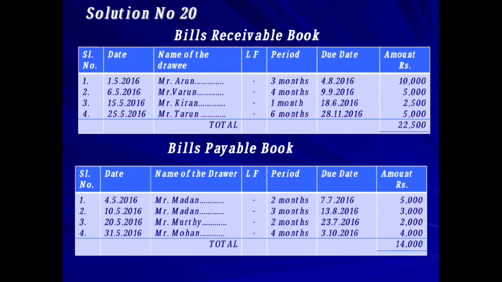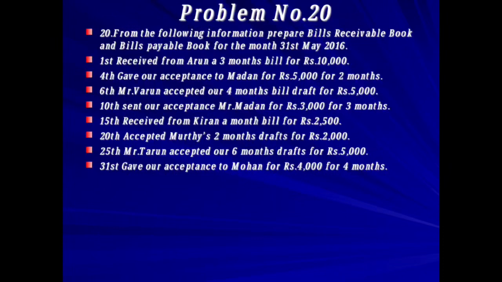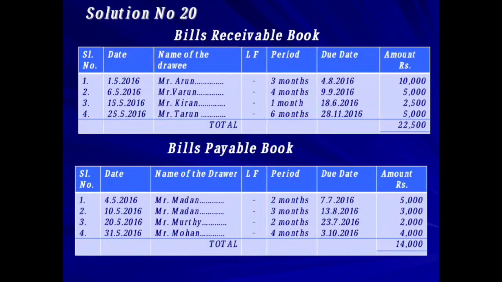How much we should pay? 5,000 rupees here. The next, on 6th, Mr. Varun accepted our 4 months bill draft for rupees 5,000. Varun has accepted our bill. Credit duration we have given is 4 months. So second entry in the bills receivable book: 6/5/2016, Mr. Varun. How much credit duration are we having? 4 months. So if you add 4 months you will get 6/9/2016, and if you add 3 grace days you will get 9/9/2016.